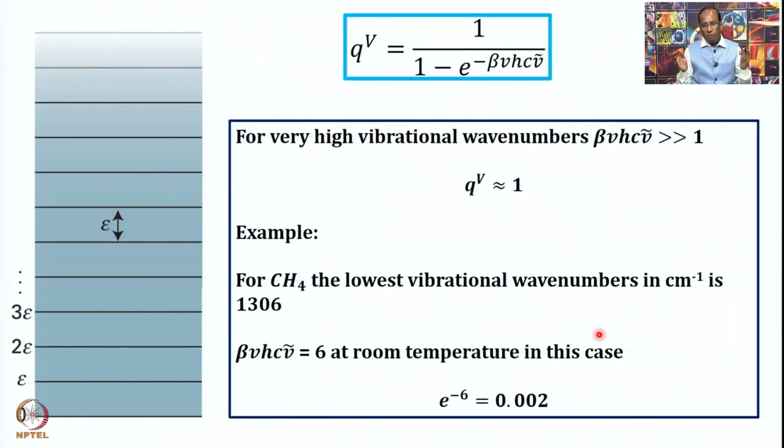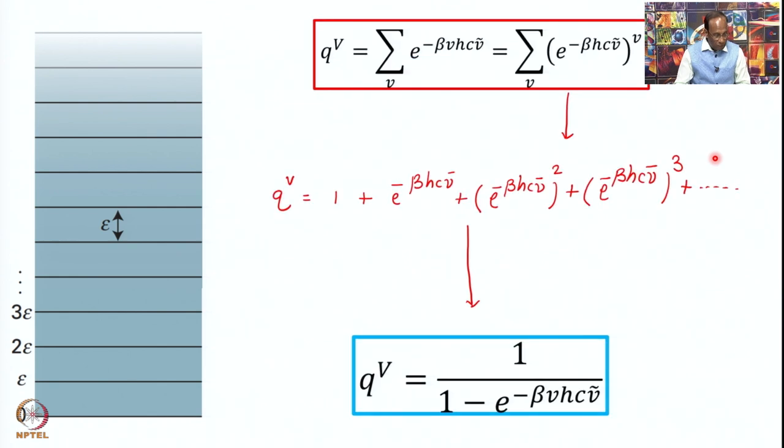Now, there can be different conditions. For example, if we consider vibrational wave numbers which are very, very high, that is, if beta h c nu bar is much, much higher than 1. Let me make a simple correction over here. This V is not there. So, you treat this as 1 over 1 minus exponential minus beta h c nu bar. V is not there. Okay, so make that correction.